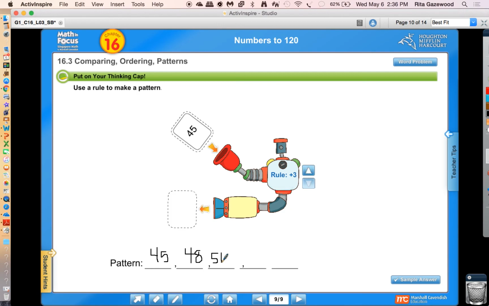Count up 3. What did you come up with? Did you come up with 54? Good job. Let's do the last one together. Grab your 54. 54, 55, 56, 57.